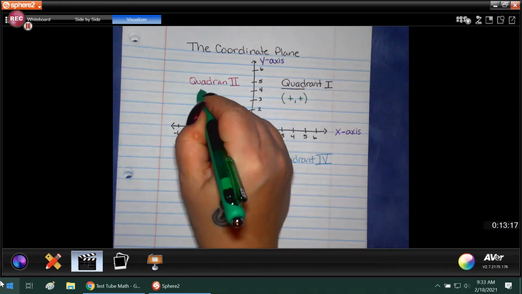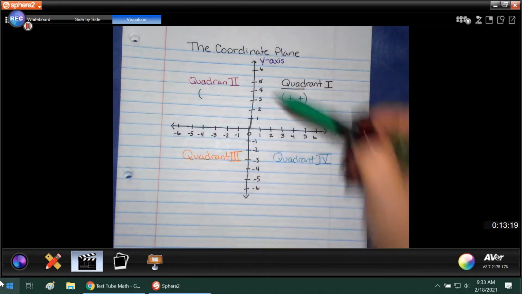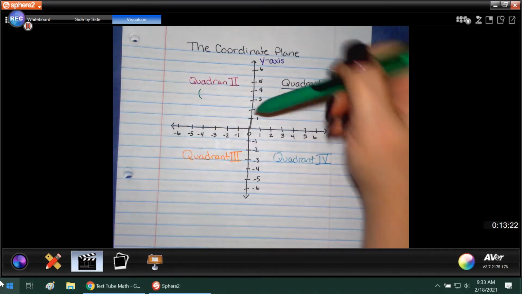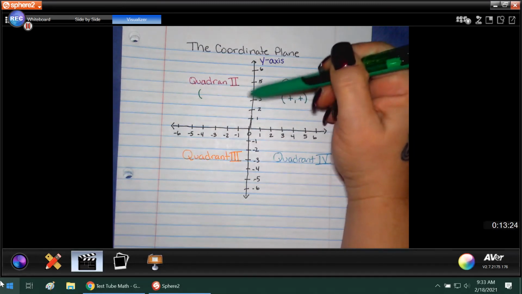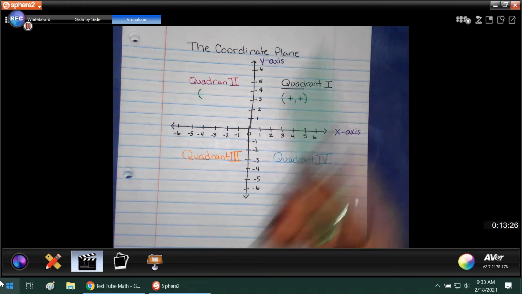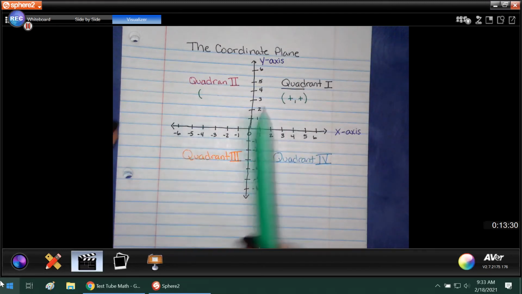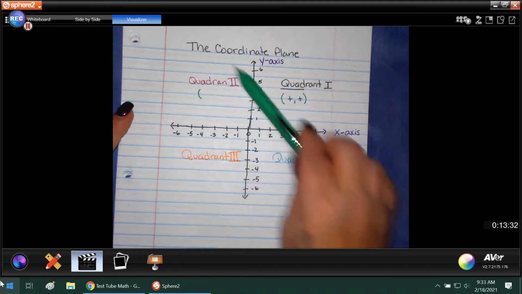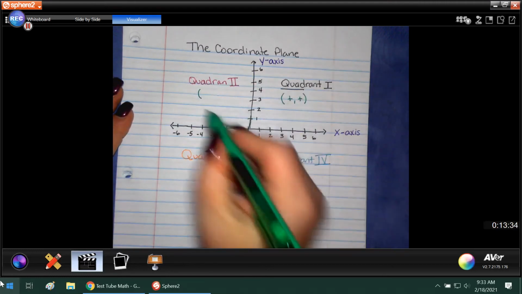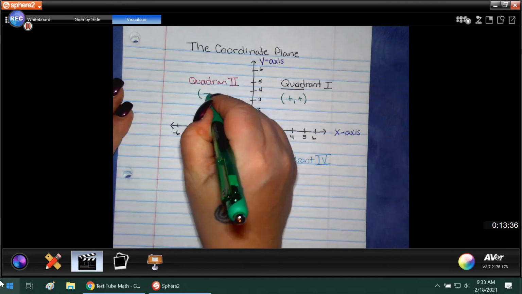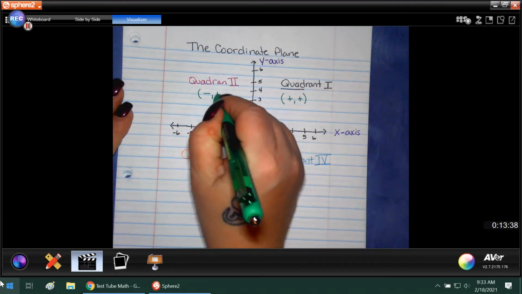In quadrant 2, any number that we plot in quadrant 2, notice that everything up is positive, but everything to the left is negative. So that means in this section, everything is going to be a negative coordinate, positive coordinate.